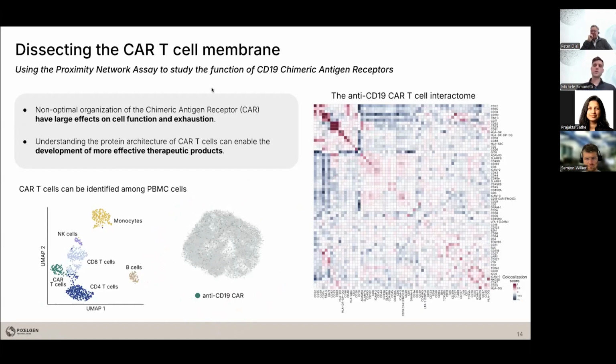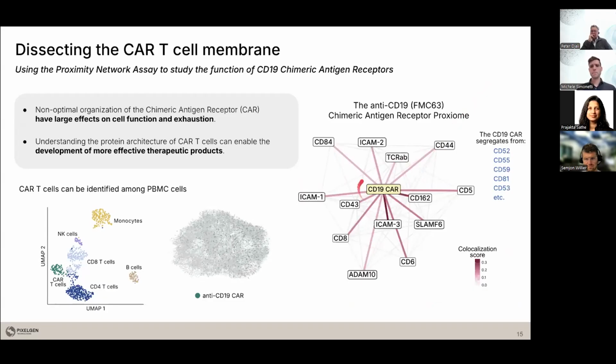But what can also be done is really to look at the interactome. So all the different proteins that are co-localizing, with these big co-localization heat maps. But if you are interested in the CAR receptor, you can, of course, zoom in. You can look at the different interaction partners. In this case, you can see a lot of adhesion molecules, like the ICAMs, for example.